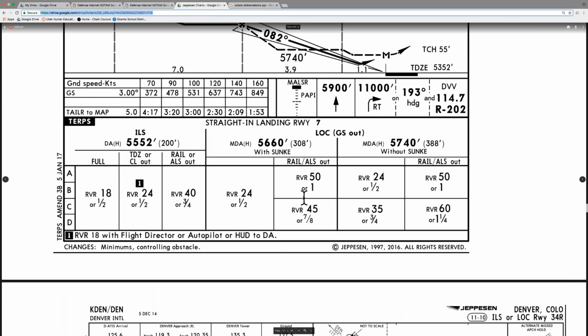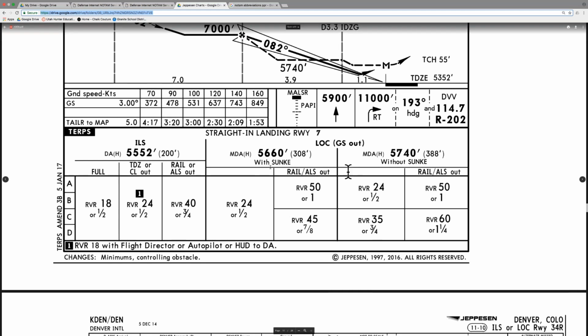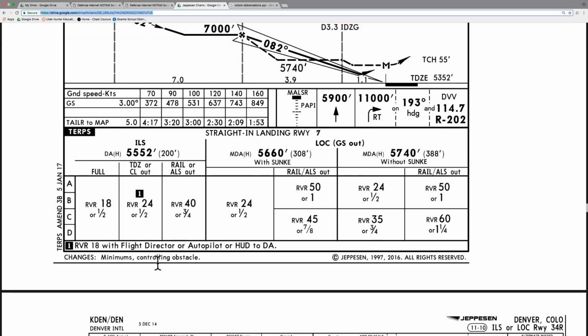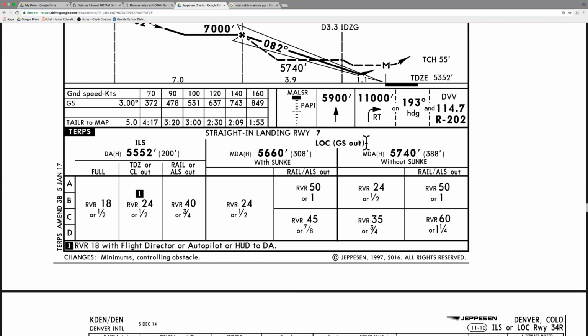Let's go back to our JEP chart. Does the localizer have any effect on our minimums? I can't spot it. Hold on. Where am I supposed to look on the map for a localizer again? On the bottom. Okay, right there.